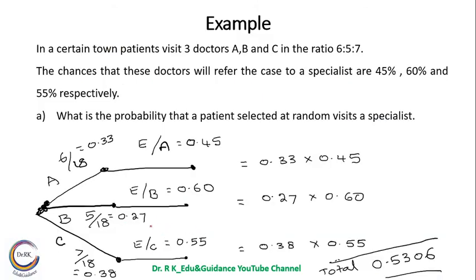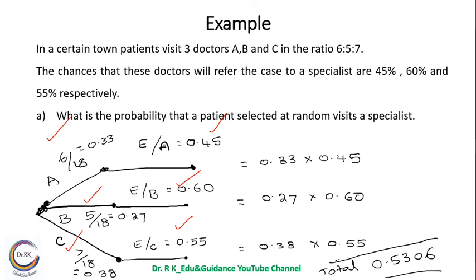So once it is very clear, then it is very simple, right? We can just draw the diagram, right? So 6 by 18, 5 by 18, 7 by 18, right? So next follows, what is the probability that A refers? That means it is the next conditional event, that is 45%. So B refers, C refers.